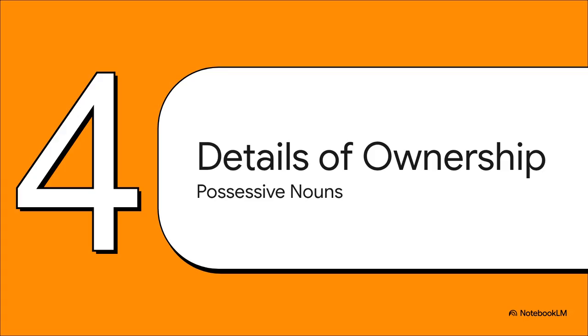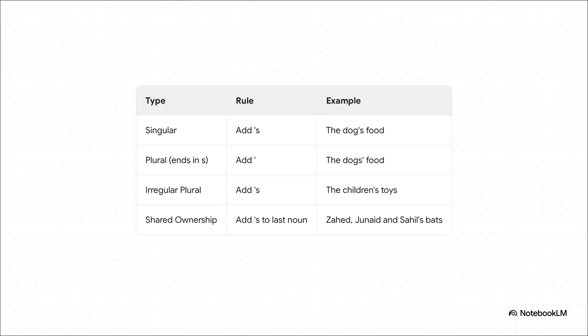Showing ownership might seem like a tiny little detail, but trust me, getting possessive nouns right is absolutely vital if you want to communicate clearly. Now, these rules might look a little tricky, but they follow a pretty simple logic. It's all about where you stick that apostrophe. If you have one owner, it's apostrophe S. If you have a group and their name already ends in S, the apostrophe just comes after it. See? These tiny little marks make a huge difference in what you're actually saying.